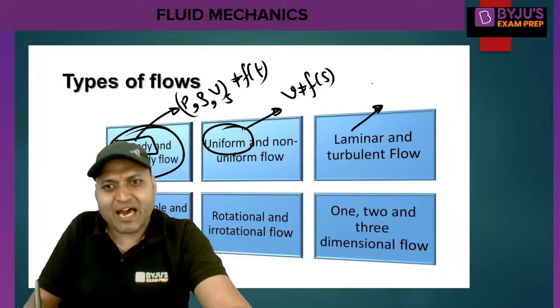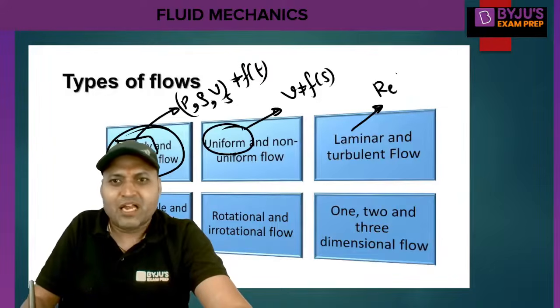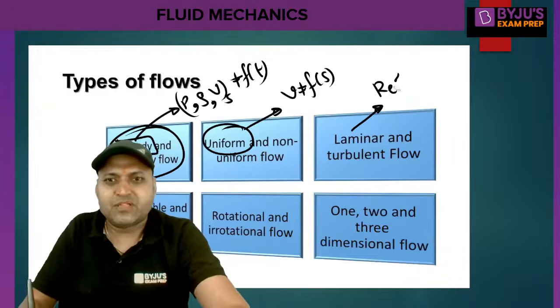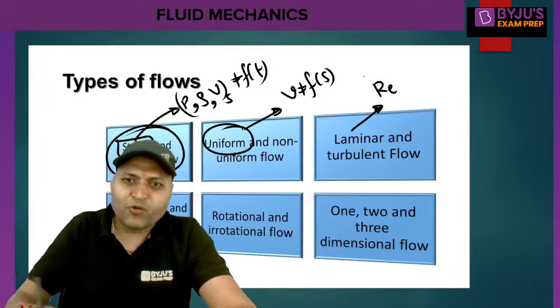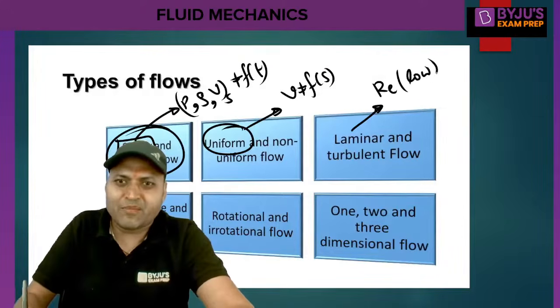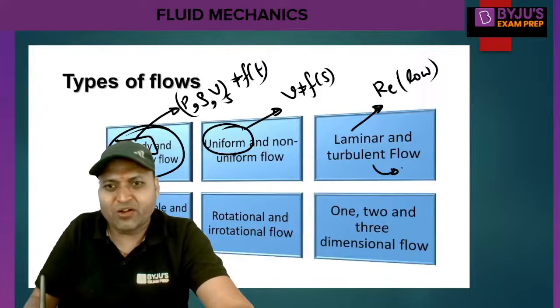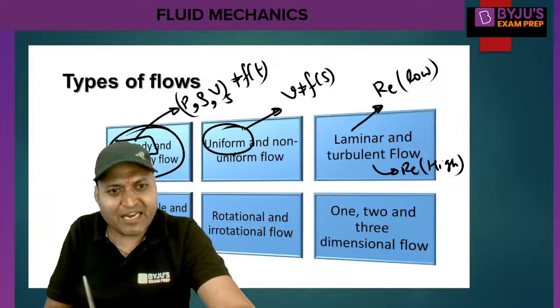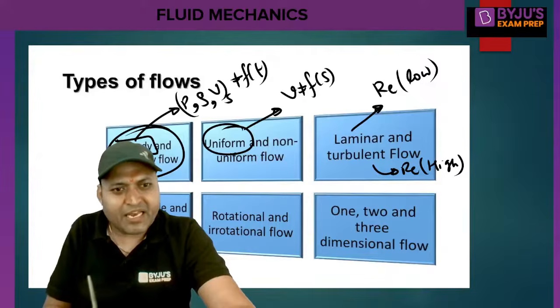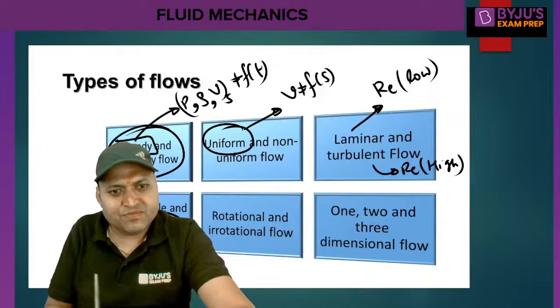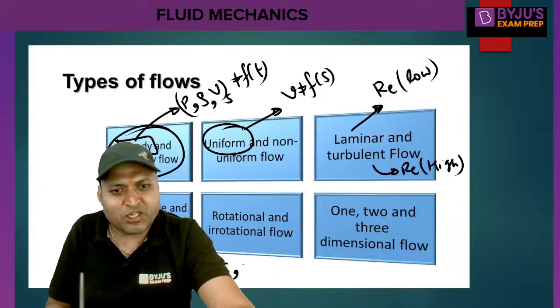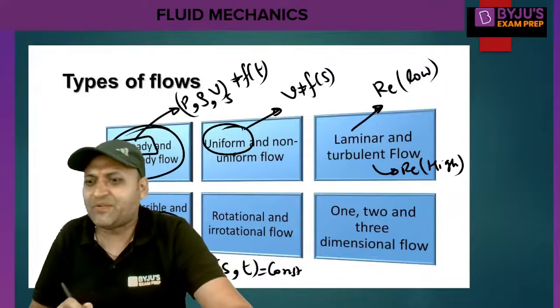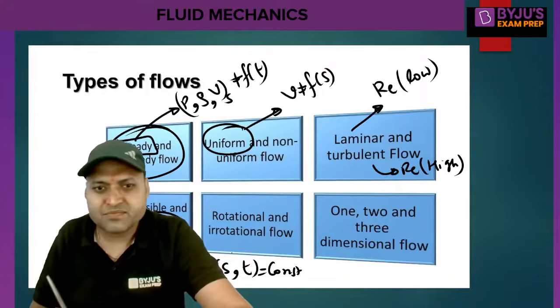Laminar and turbulent are defined by the Reynolds number. For low value of Reynolds number, the flow is laminar, and for high value of Reynolds number, flow is turbulent. Compressible and incompressible. In case of incompressible flow, density is neither a function of space nor time. Density is constant. That is incompressible flow, otherwise compressible.